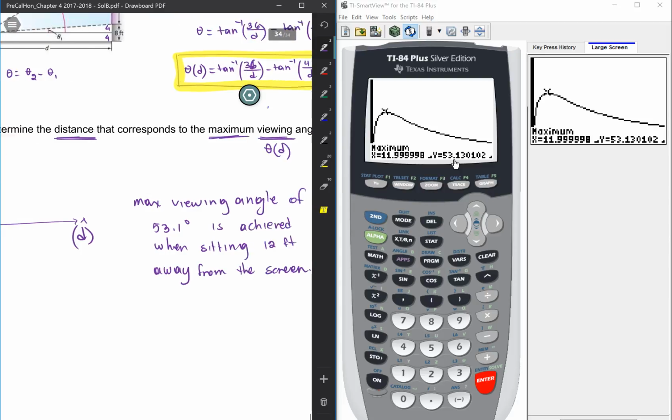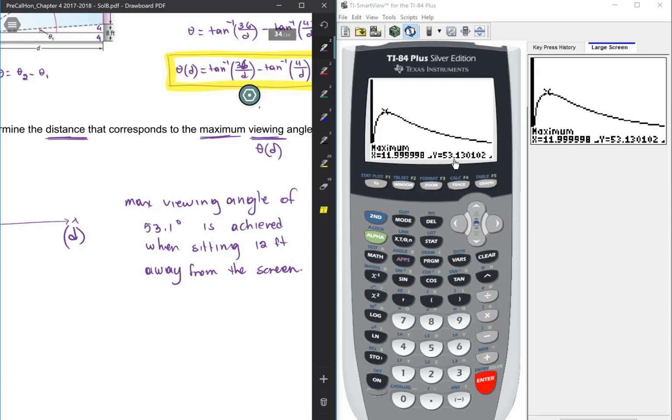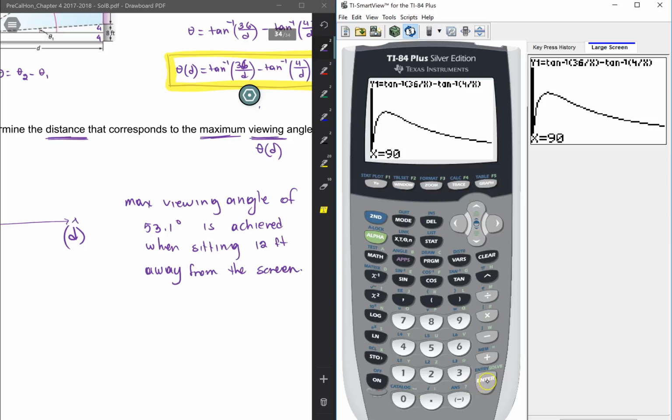Okay, so the viewing angle is theta, and d is the distance. Look, in trace mode, if the angle is 90 degrees, you're not sitting at a prime position in the movie theater. All right. Let me stop this.